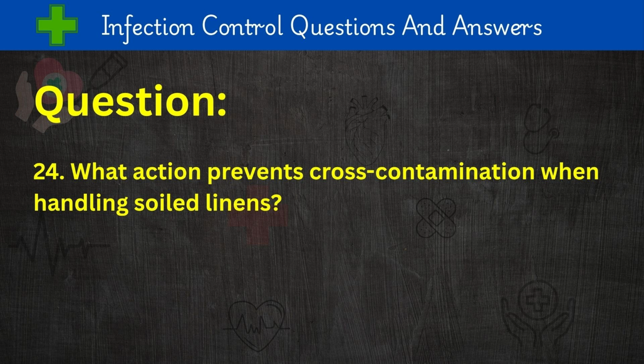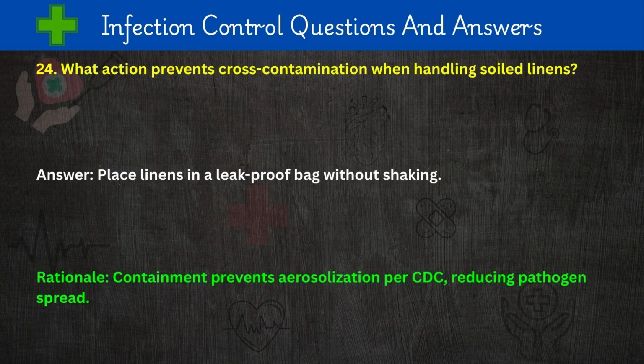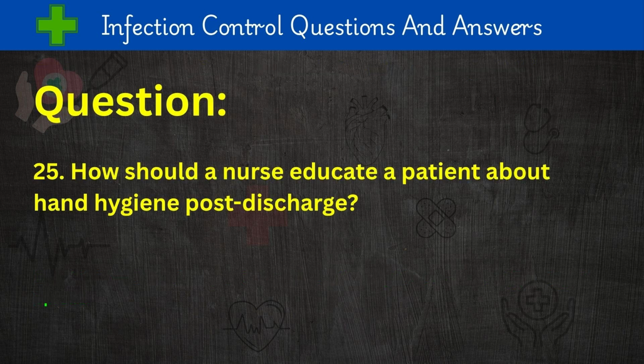24. What action prevents cross-contamination when handling soiled linens? Answer: place linens in a leak-proof bag without shaking. Rationale: containment prevents aerosolization per CDC, reducing pathogen spread.